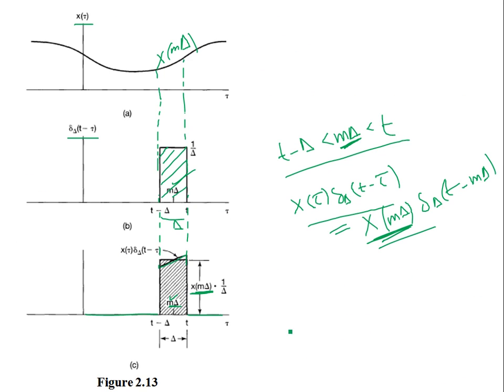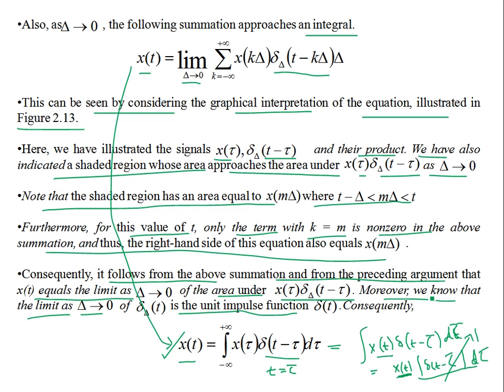So what it says is, if you want to take the area with respect to tau, then the area is nothing but the strength of the shifted pulse. And guess what? The strength of the shifted impulse is x of m delta, as the limit delta approaches 0. That means you can write this graphical interpretation in analytical form in terms of the continuous time impulse which exists at t equal to tau.